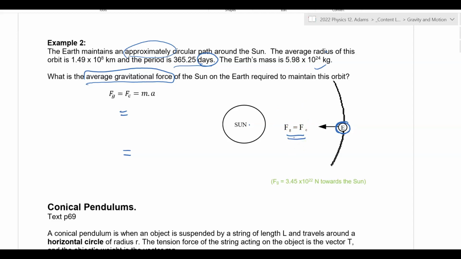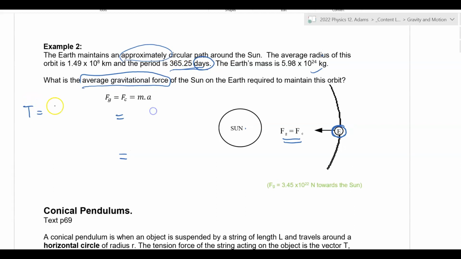Okay. First thing we'll do is, because our period is in days, we'll change that to seconds or SI units. Now there's 86,400 seconds in a day. Handy little shortcut.